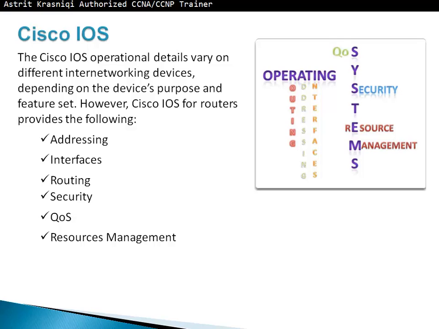Cisco doesn't use names for the operating system. Cisco uses numbers. So the latest number is 15. Then you have 15.0, 15.1, 15.2, and so on. All these are like service packs, updates, or patches.